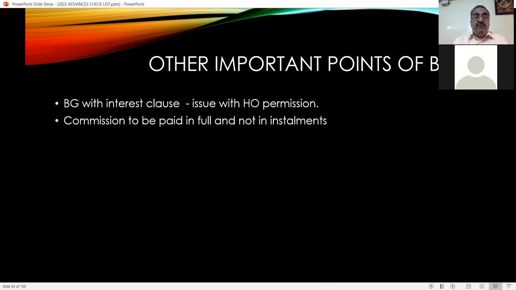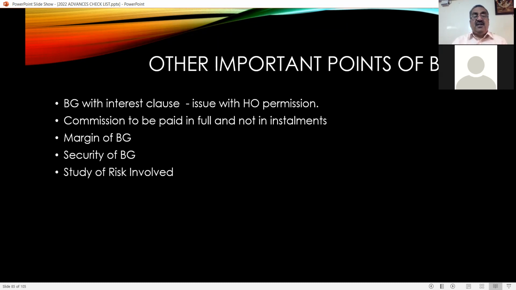Commission has to be paid in full and not in installments. Suppose the BG is required for 3 years, then the entire 3 years' commission has to be paid in advance by the borrower to the bank. And what is the margin of BG? That has to be clearly seen. And what is the security of BG? Is it a collateral security or financial security? That also you have to see.